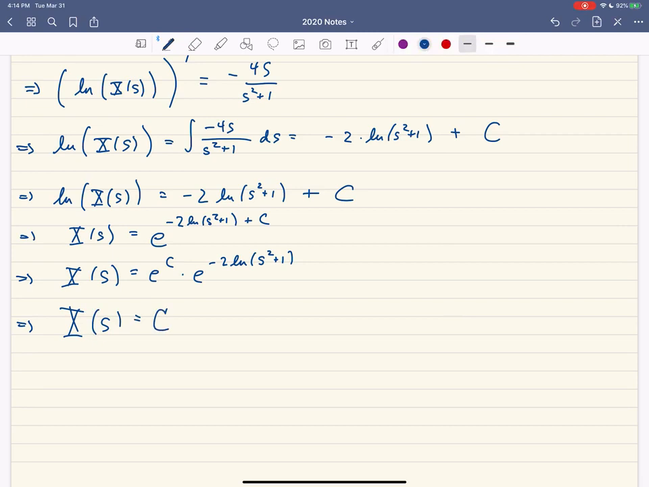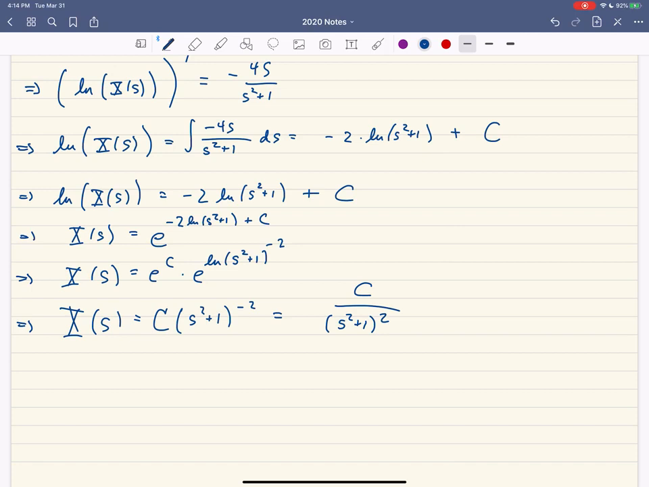And then I want to think about what happens to this equation, right? We have e to the negative 2 natural log of s squared plus 1. We can bring the negative 2 up. So that's e to the natural log of s squared plus 1, to the negative 2. And e to the natural log of something is just going to be that something, so s squared plus 1 to the negative 2. In other words, this is just a constant over s squared plus 1 squared.